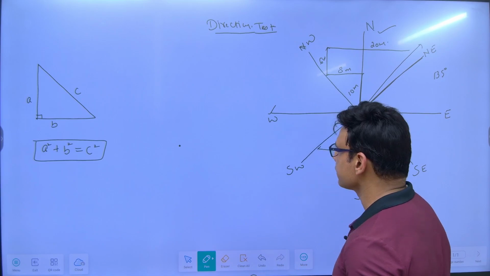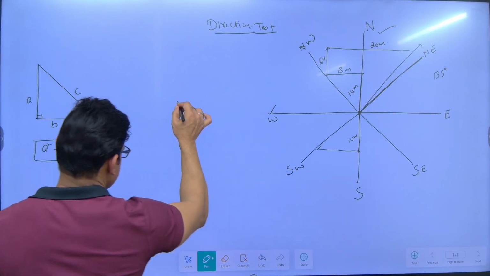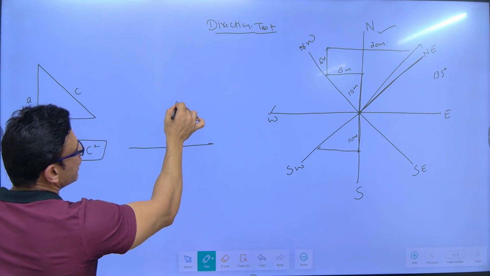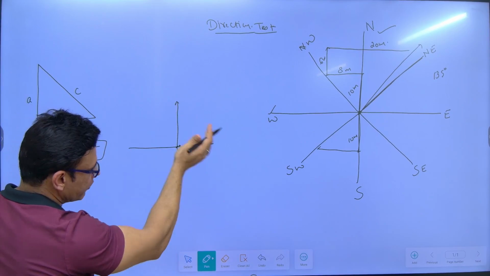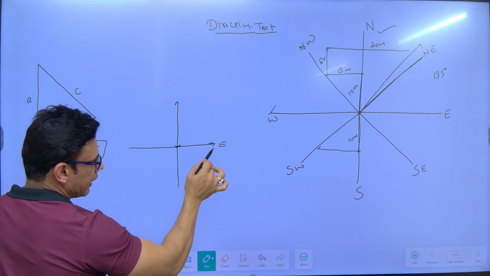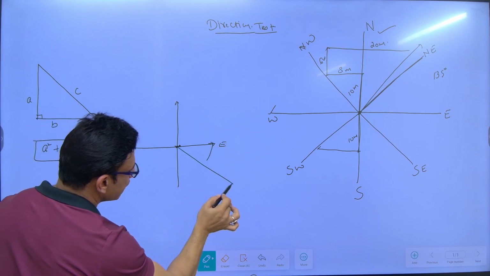Example, from this origin, if I'm facing north and let's say I move 90, so 90 means now I'm facing east, and another 45 degrees, which side?